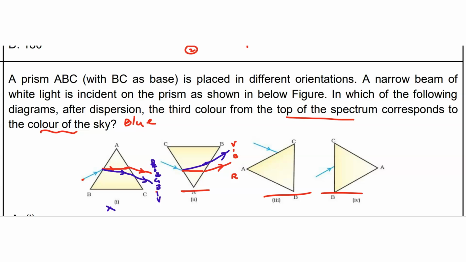For this particular orientation, this second orientation, we will be getting the third color from the top to be blue. So the answer for this question is option 2. In this orientation, we get the third color from the top of the spectrum to be blue. This is very easy. If you know the spectrum order, it is very easy. Always when the prism is kept straight, from the bottom, we have to name this acronym VIBGR.